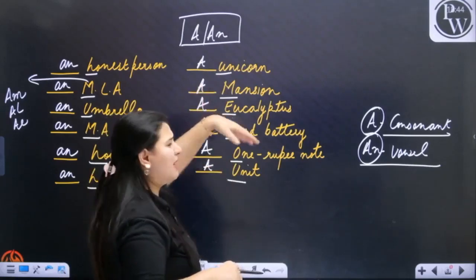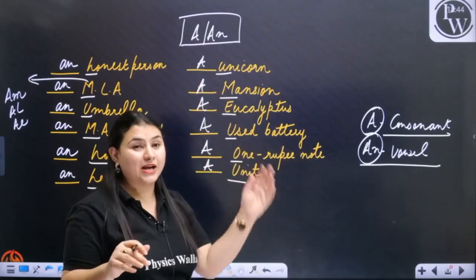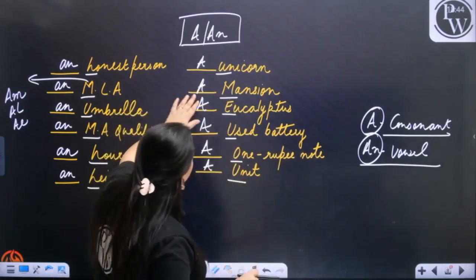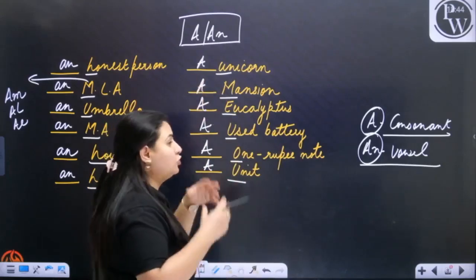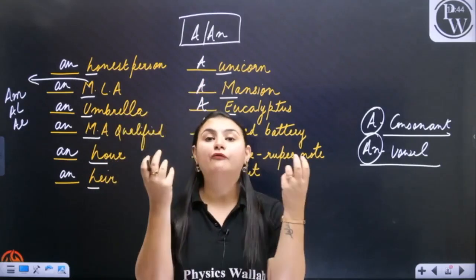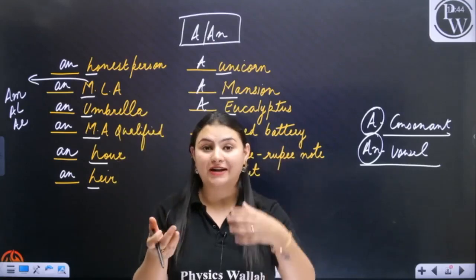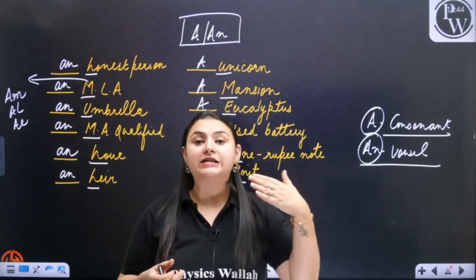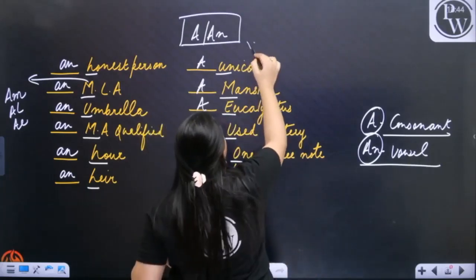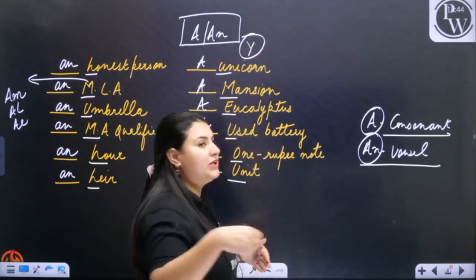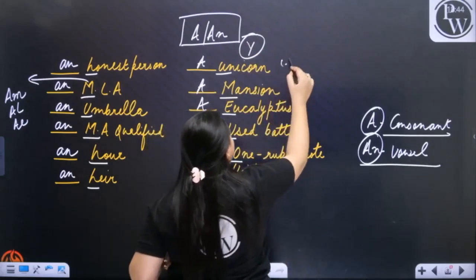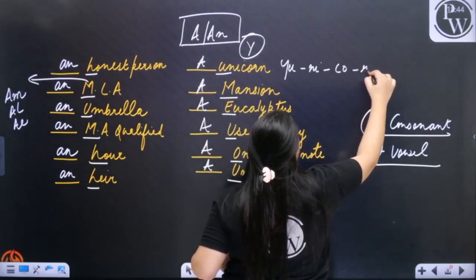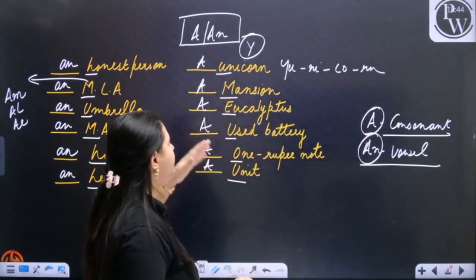Now, if you look at mansion, mansion is starting with a consonant and it is starting with ma, mansion, ma. So that is why we put a before it. Unicorn, though unicorn is starting with a vowel, that is U. But where is the sound starting from? It is starting with ya. Unicorn. It is starting with U.